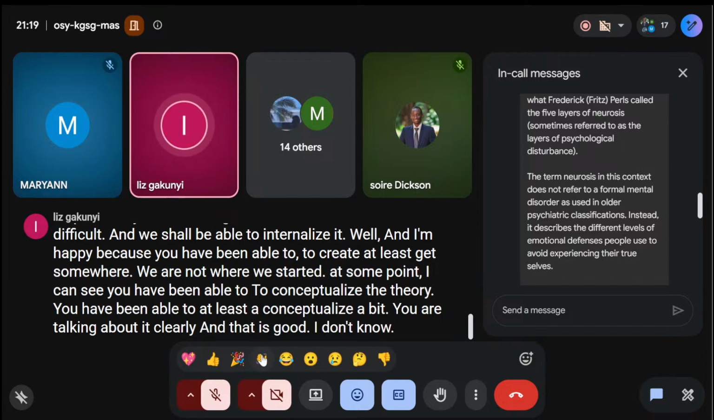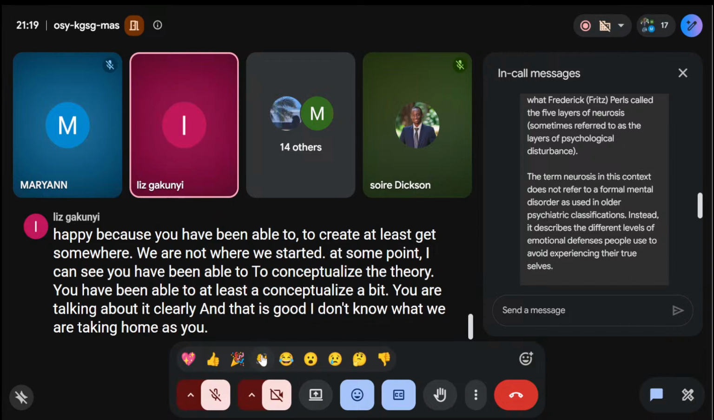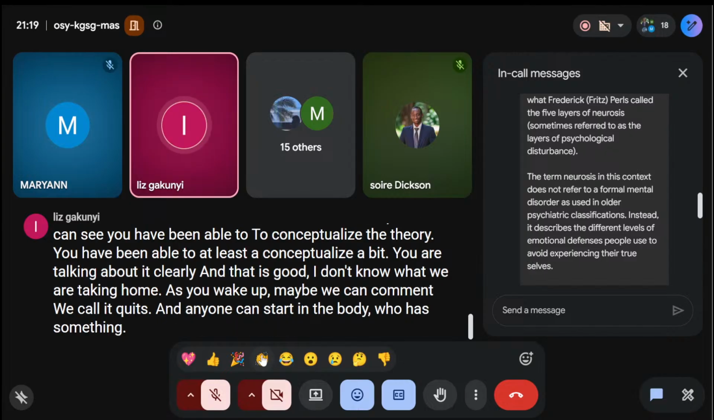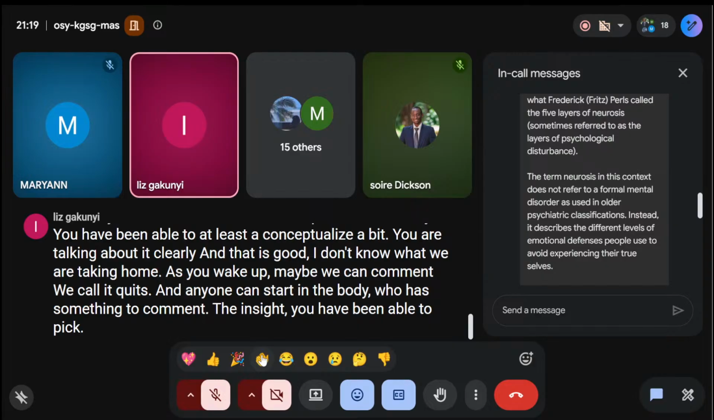I don't know what we are taking home as we wind up. Maybe we can comment. We call it quits. And anyone can start. Anybody who has something to comment, the insight you have been able to pick, anything.